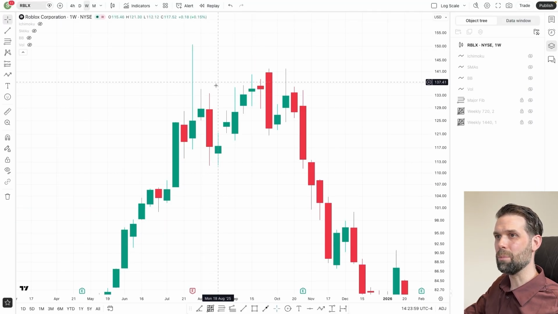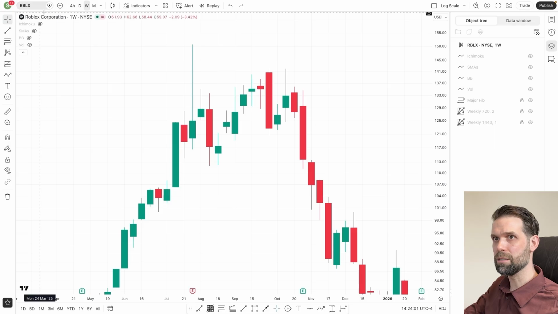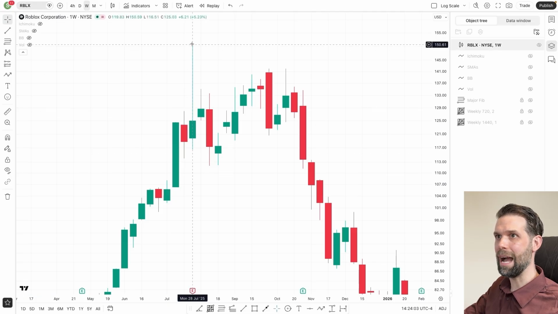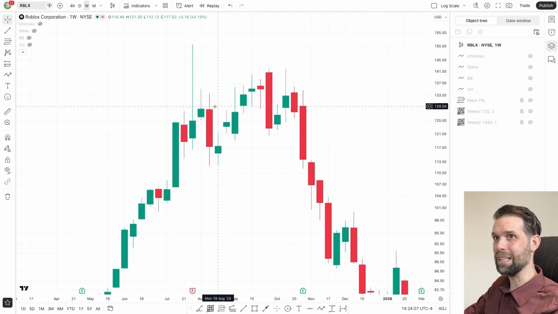So here is the peak of a stock, Roblox, and we can see that we made a higher high right here with this wick. And if you analyze all these weekly candles, so we're on a weekly chart here, you'll notice that none of these candles actually close above this wick.